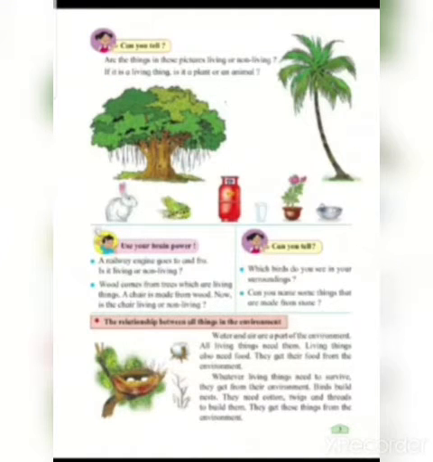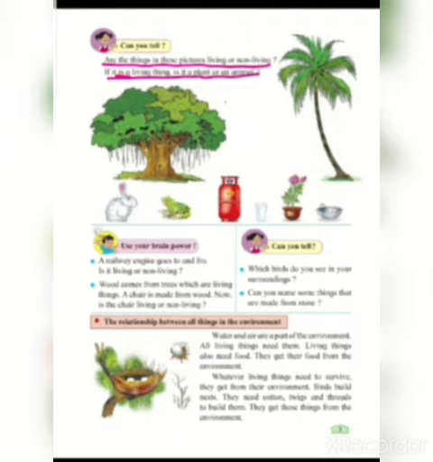Okay, so see here, page number 3. Can you tell? Are the things in these pictures living or non-living? If it is living thing, is it plant or animal? See your children, your pictures are given and you have to see these pictures and you have to say whether those pictures are of living things or non-living thing. And if it is living thing, then is it a plant or animal? Very easy, isn't it? Yes.